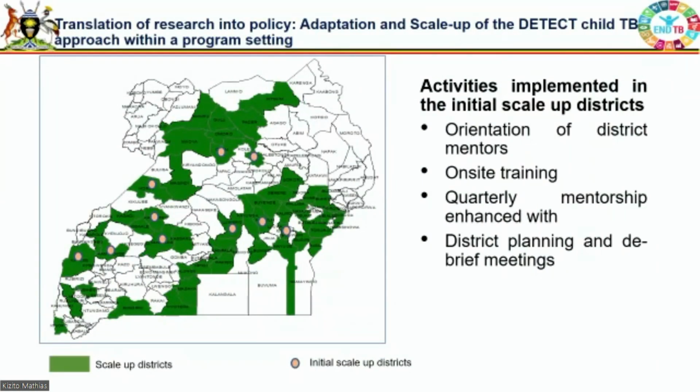So this is a map that shows the districts where we are scaling up. The ones that have the pink dots are the initial scale up districts. So we are in 50 districts now. So for the scale up to 40 additional districts, we've completed training of the district mentors. I'll show you a schema on the enhanced approach.